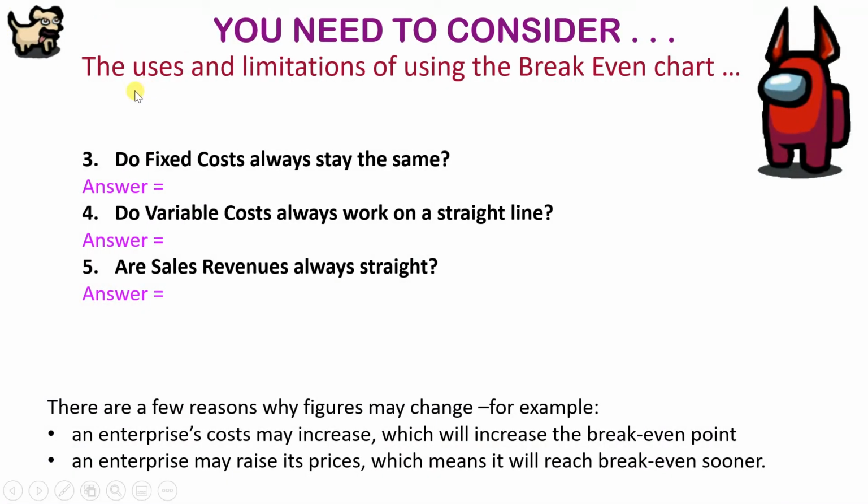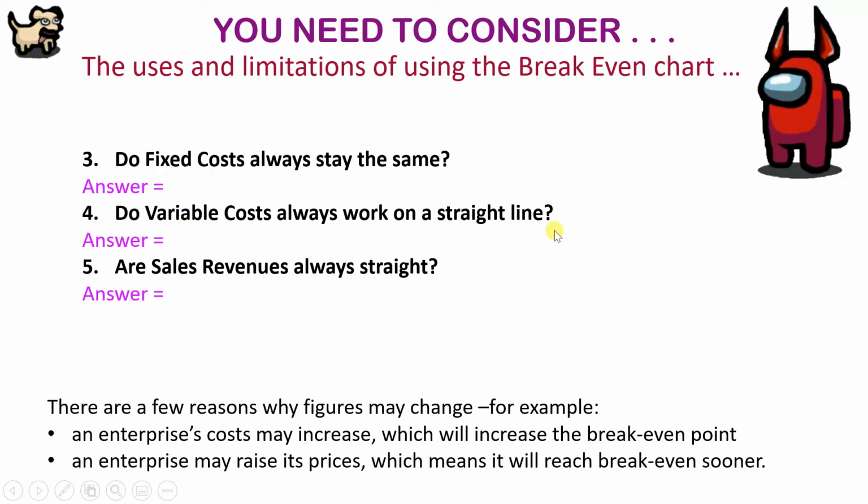Well, here's some food for thought now. This is another one of asking your opinion, much like question 2. Question 3 is, do fixed costs actually always stay the same? So your electricity bill, your gas bill, all the wages, do they always stay fixed at one number for the entire year?